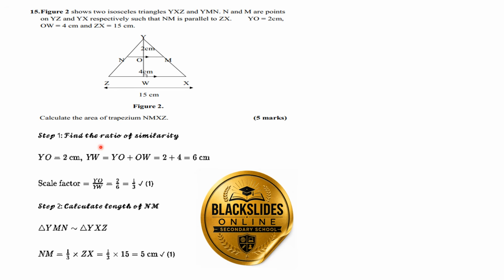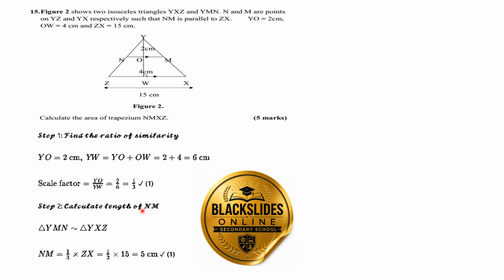Since we are told that YO equals 2, and YW is equal to YO plus OW, that's 2 plus 4, is equal to 6 from the diagram. This is 6, which gives us a scale factor of 2 over 6, which is 1/3.